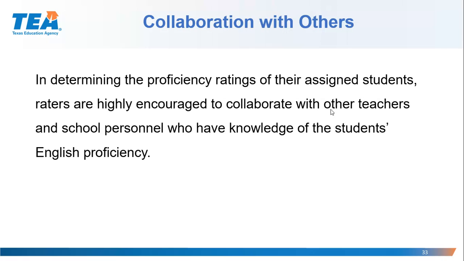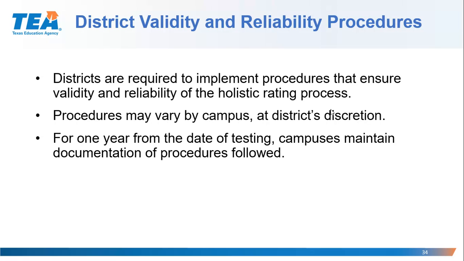Calibration with others. In determining the proficiency ratings of their assigned students, raters are highly encouraged to collaborate with other teachers and school personnel who have knowledge of the students' English proficiency. District validity and reliability procedures. Districts are required to implement procedures that ensure the validity and the reliability of the holistic rating process. Process may vary by campus, but for 1 year from the day of testing, campuses maintain documentation of the procedures followed.